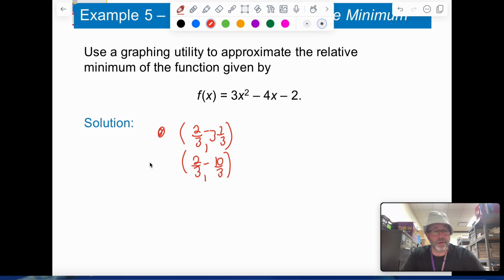If you want to know how to do it on the graphing calculator, just see me or your other teacher, because sometimes you just need to see it by hand. It's pretty easy to do on the graphing calculator, but Desmos is my favorite one right now.